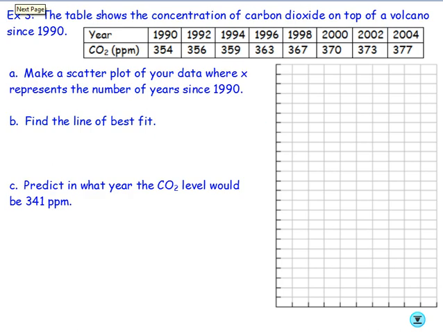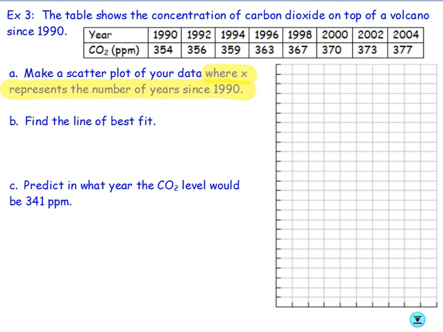The data table shows the concentration of carbon dioxide on top of a volcano since 1990. So we got our years and our CO2. We need to make a scatter plot of your data, but X is something different here. X represents the number of years since 1990. So we are not going to actually use the numbers 1990, 1992. We want to know how many years have passed since 1990.